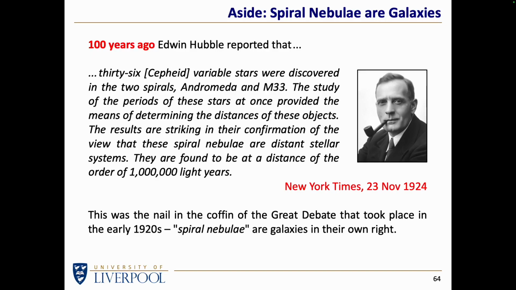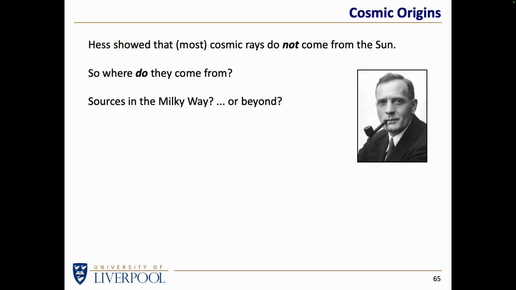This basically was the nail in the coffin of the great debate as to what are these spiral thingamajigs that we can see in the sky. No, they're not in the Milky Way. They are galaxies in their own right. So 100 years ago, the universe suddenly got an awful lot bigger because we then realized the Milky Way is not on its own.